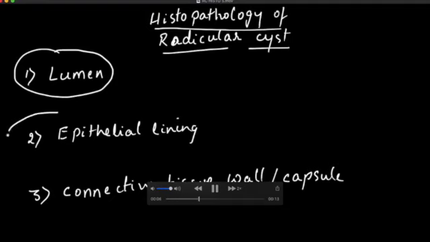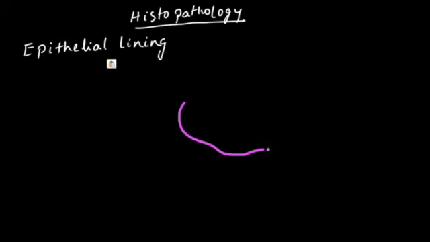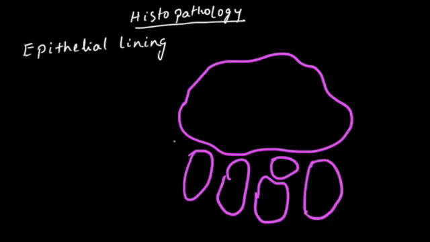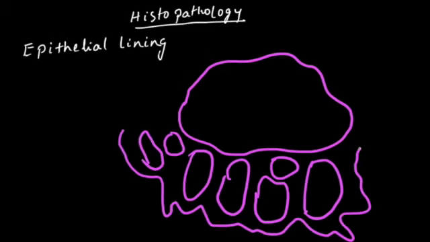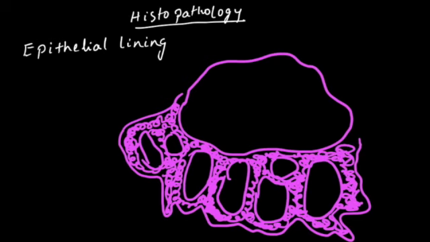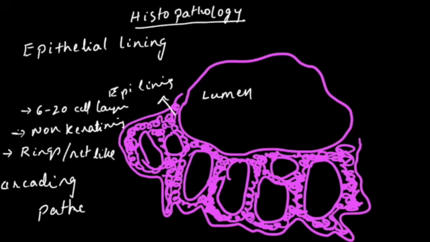Now let's learn about how the epithelial lining of the radicular cyst is seen. The epithelial lining of radicular cyst shows a very characteristic feature called the arcading pattern. Here is how the epithelium is proliferating into the connective tissue. All these are the epithelial cells around these spaces which will have the connective tissue in those spaces. And so this is the lumen, this is the epithelial lining, generally 6 to 10 cell layers, non-keratinizing epithelium which shows rings or a net-like pattern called the arcading pattern.